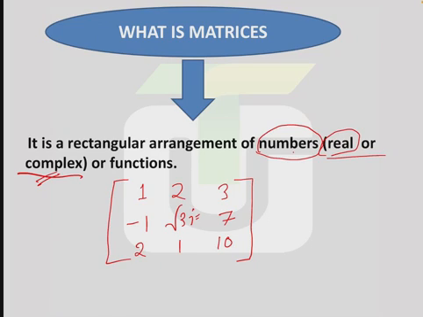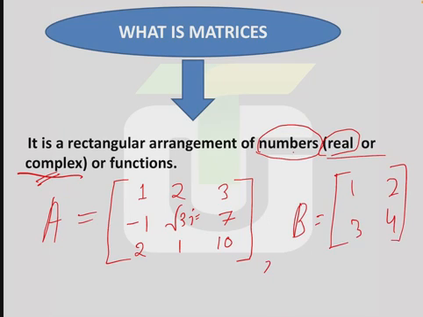This is called a matrix, and I already told you that a matrix is generally represented by a capital letter. Suppose A, so this is a matrix. We can take another example, 1 2 3 4, and this is matrix B. This is also a matrix. Suppose we have a matrix of 1 2 3 4 5 6, and suppose this is matrix X.